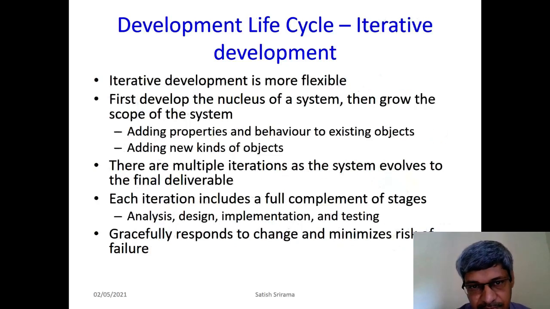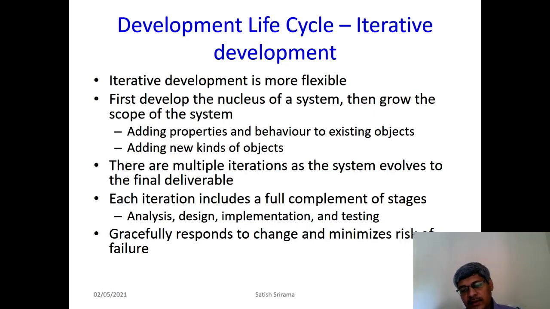There are alternate development life cycles, which is iterative development. Iterative development is relatively flexible when compared to the waterfall model. You first develop the nucleus of the system, then grow the scope of the system slowly. You develop the nucleus, slowly iterate and keep on adding more properties and behavior to the existing objects. You will also be adding new kinds of objects, etc. There are multiple iterations as the system evolves to the final delivery. There can be several iterations before you actually deliver the complete system.